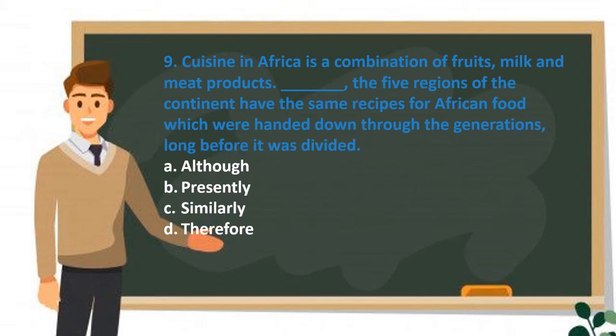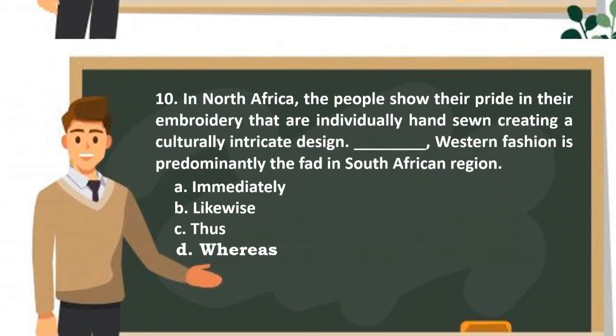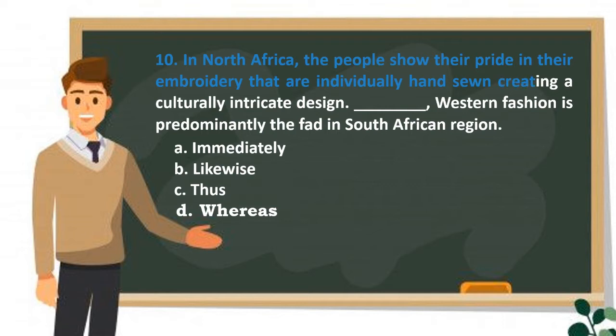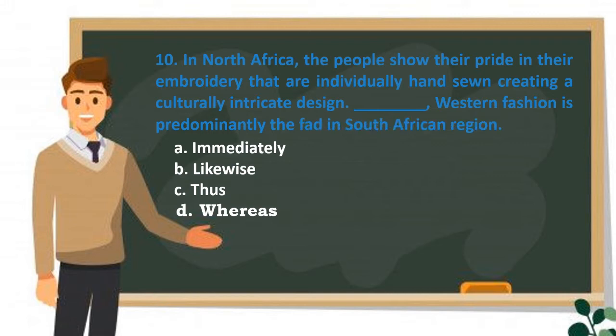A. Although. B. Presently. C. Similarly. D. Therefore. And 10. In North Africa, the people show their pride in their embroidery that are individually hand-sewn, creating a culturally intricate design. Blank Western fashion is predominantly the fad in South African region. A. Immediately. B. Likewise. C. Thus. D. Whereas.